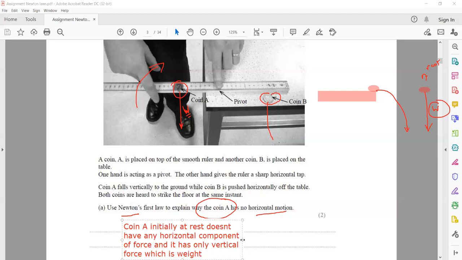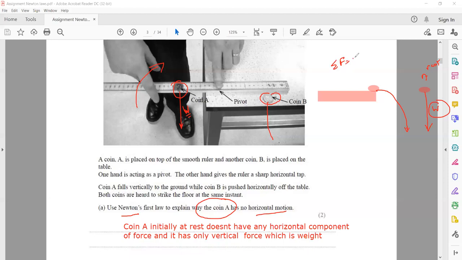So what happened the moment it is released? Because according to Newton's first law, if there is no resultant force, there is no acceleration. So if there is no horizontal force, that's why there is no horizontal acceleration. That's why it will fall only vertically. Is it clear? This part? Anyone having a doubt?